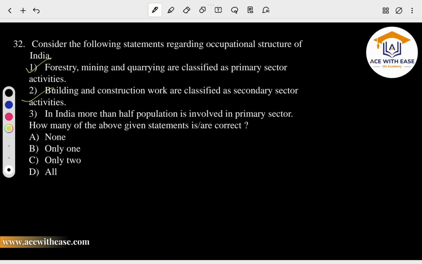Third one, in India, more than half of the population is involved in the primary sector. Now the dynamics have changed. Before, it was a correct statement, but right now the workforce proportion in the primary sector is decreasing. Somewhere around 45% is involved in the agricultural sector. So when we see the data, the third option is not a correct statement. So the option is C, only 1 and 2. Option C is the correct answer for the 32nd question.